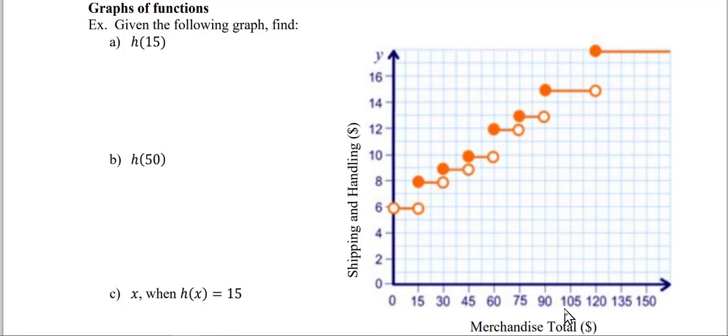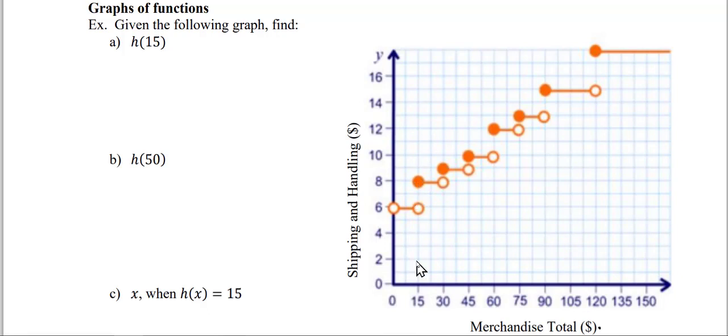Where this is most interesting or something to consider would be at like 15. Notice that when the merchandise total is $15, this is an open circle down here at 6, meaning if your merchandise total is $14.99, then you pay $6 for shipping and handling. But as soon as it hits 15, you jump up because that's where your filled in circle is when your merchandise total is $15. So you jump up to $8.